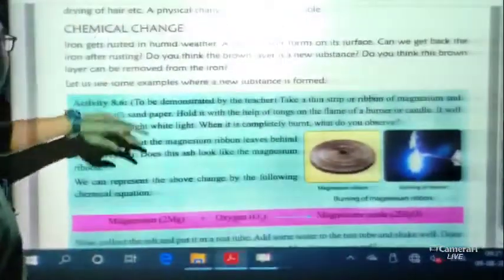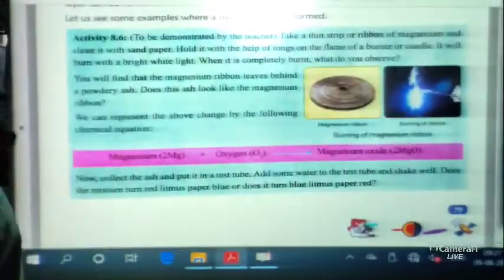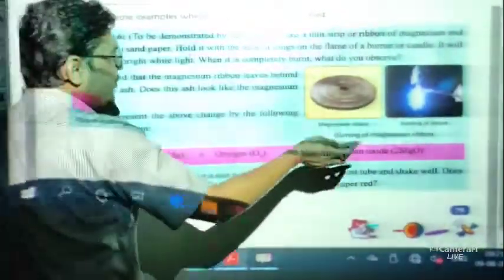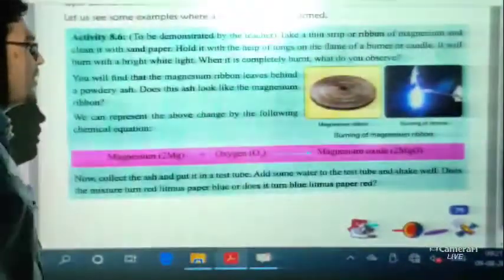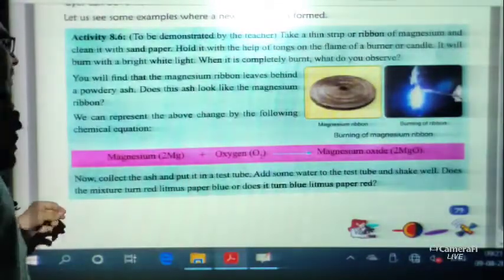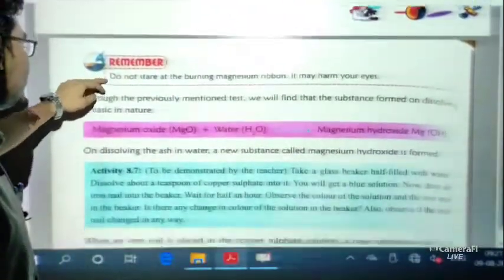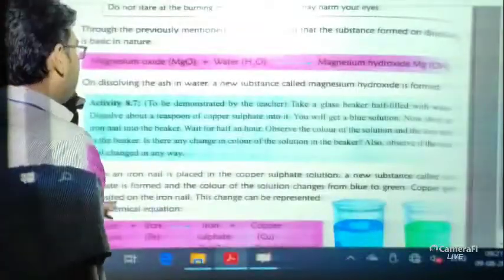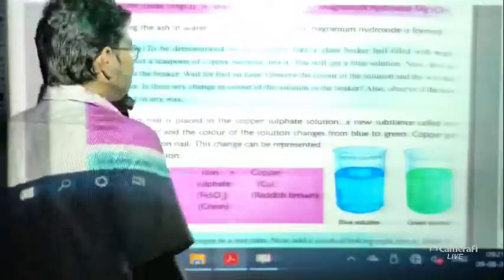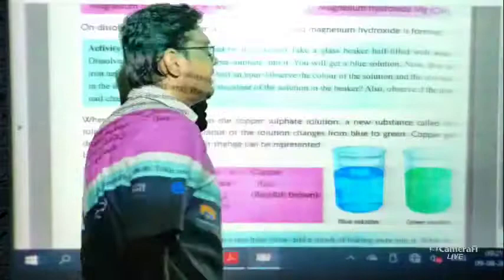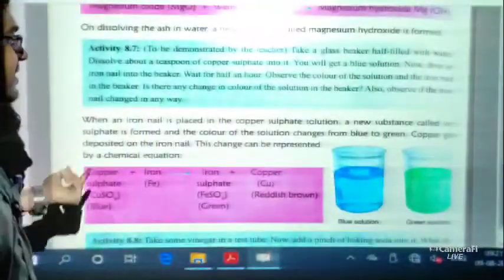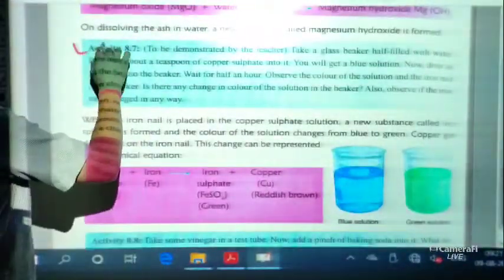Then we will discuss chemical change with this activity. We have discussed this activity: if we burn a ribbon of magnesium in open air, then what will happen? It will create magnesium oxide. And if we add some water to that magnesium oxide, then it will create magnesium hydroxide. Okay. Now let us discuss one more activity. Definitely this is a chemical change, students. We will discuss the properties after this activity.